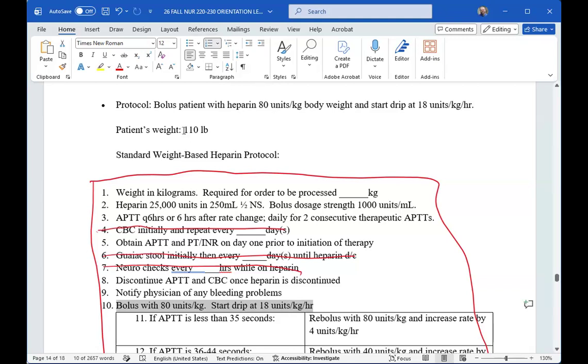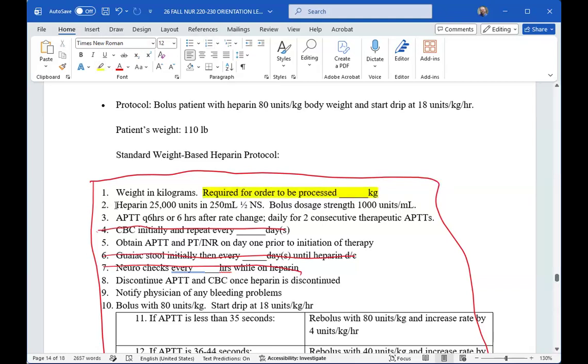The other thing it says is the patient's weight in pounds. But hopefully at this point, being third semester, we don't deal with pounds. We want to convert pounds to kilograms. So you can fill this in, but they're not going to be looking at what you write in this area. So we do need to know the patient's weight, and we need to know it in pounds. So I'm just going to highlight that.